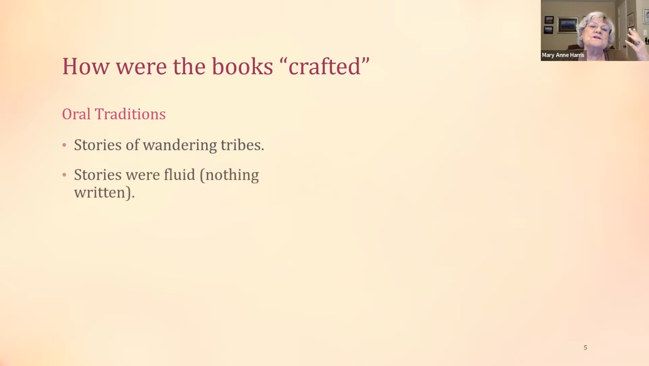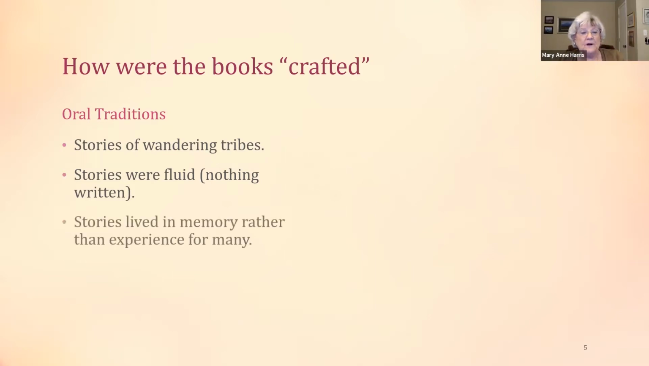So the stories are fluid because nothing is written down. And my friends, hear this too. This is also true about the first of the four Gospels. For a long time, they were fluid. Nothing was written down. And there comes a shift that the stories lived in memory rather than the experience. Now, let me explain that.